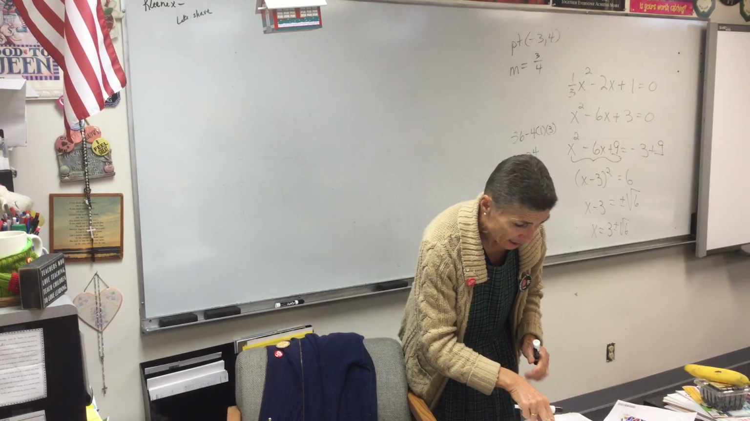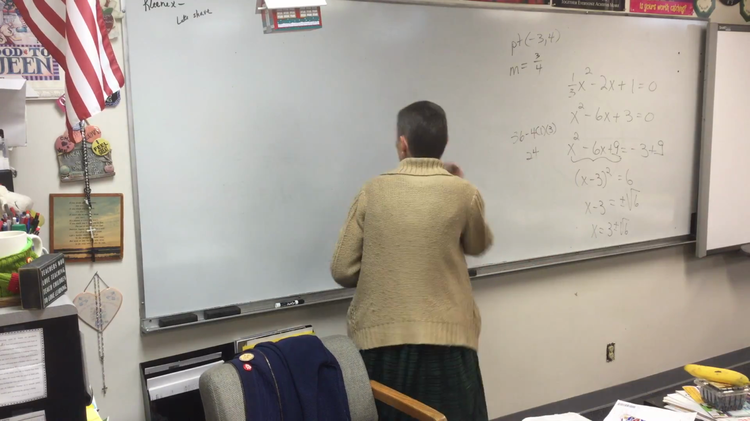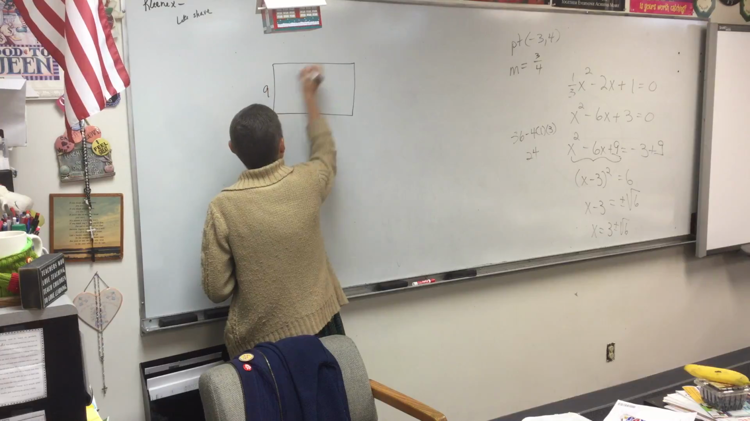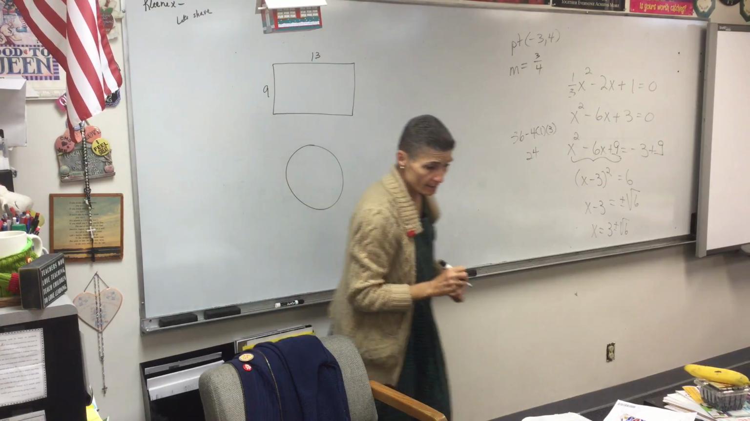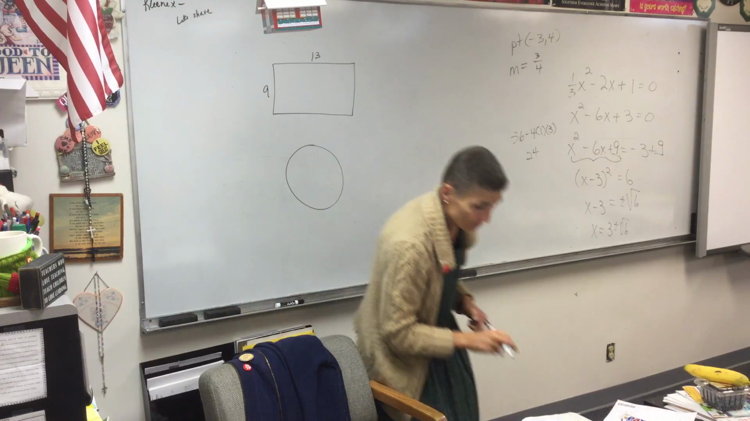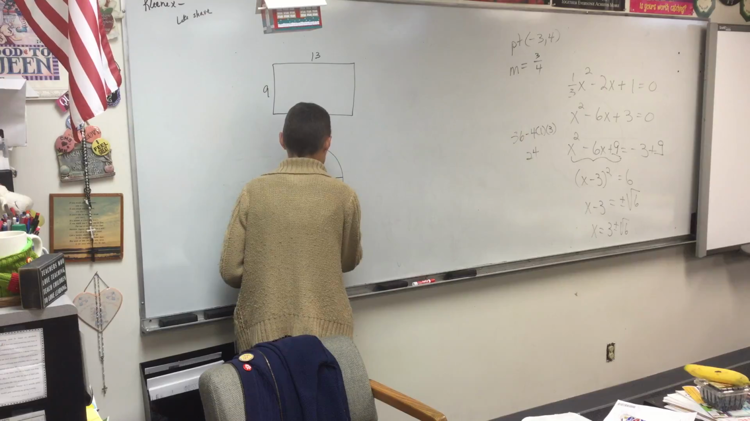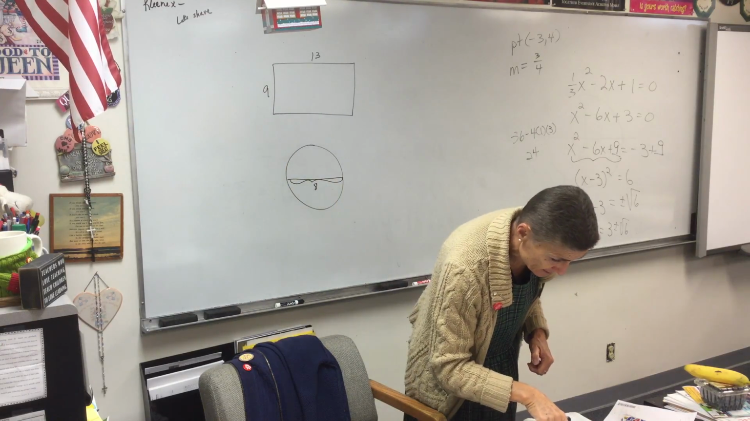A bakery sells a 9 by 13 cake for the same price as an 8-inch diameter round cake. So we go into the store and we can buy a 9 by 13 cake, or we can buy the 8-inch diameter cake. All right, and they sell them for the same price.